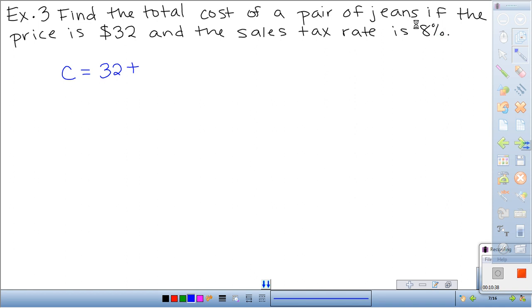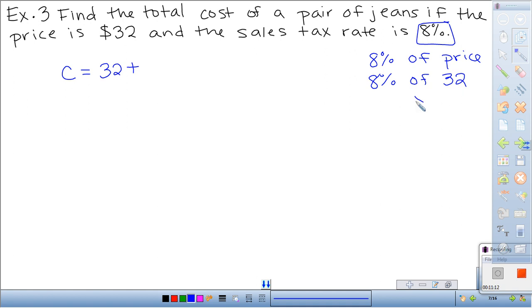Well, the tax rate is 8%. And it's 8% of whatever our price is. We know our price in this case. Our price is $32, so it's 8% of our price, which is $32. Our tax rate's 8%, so that means we're going to pay 8% of whatever our price is, which in this case is $32. Well, what does "of" mean?